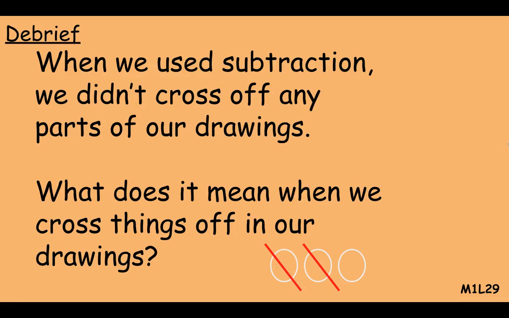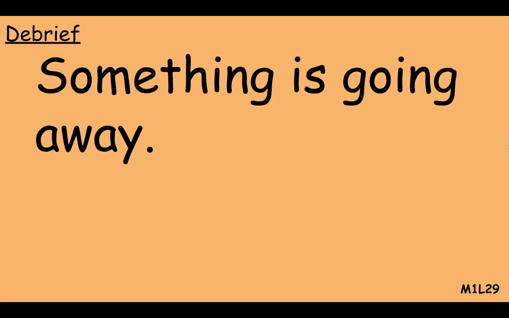Here's our debrief. When we use subtraction, we didn't cross off any parts of our drawings. What does it mean when we cross things off in our drawings? Remember in the word problem, we crossed out the pencils that were given away? Well, when we were talking about the children sleeping and the cupcakes, we never crossed any of them off. So what does it mean when we cross things off in our drawings? Something is going away, like the pencils. He loaned the pencils out, the pencils went away.